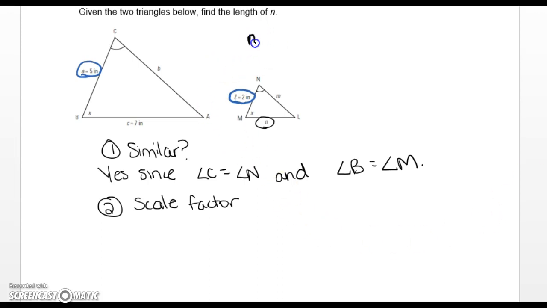So if you want to, we can label this one here as our new triangle, this one here as our old, for the sake of using our scale factor equation. So you know your scale factor is equal to your new over your old. So it'll be 2 over 5.